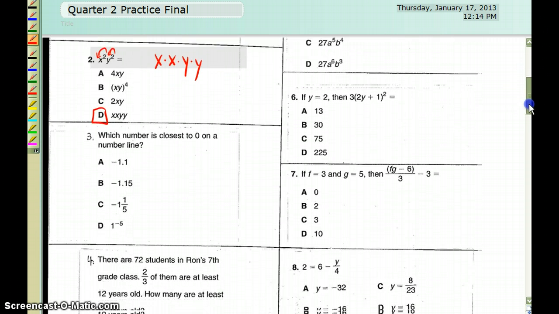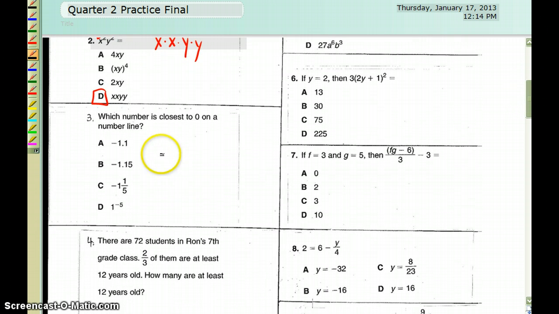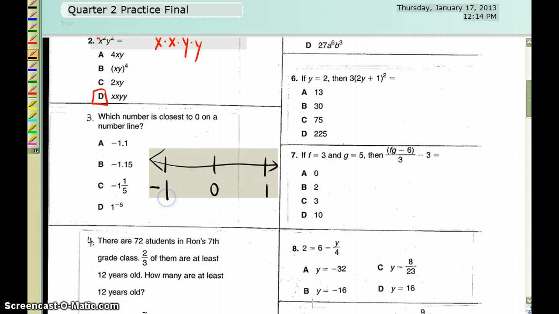Number 3, I'm looking for which number is the closest to 0 on a number line. So if I wanted to draw a number line, here would be 0. I know that the numbers around it would be on the right side, 1 over here, and on the left side, negative 1. So if I were to look at all the numbers, I want to look for what's the closest. Now, negative 1.1 would be after the negative 1, so I'd be over on this side. So that's where A would be. Negative 1.15 would be close to A, but on the left side of it, and that would be B.